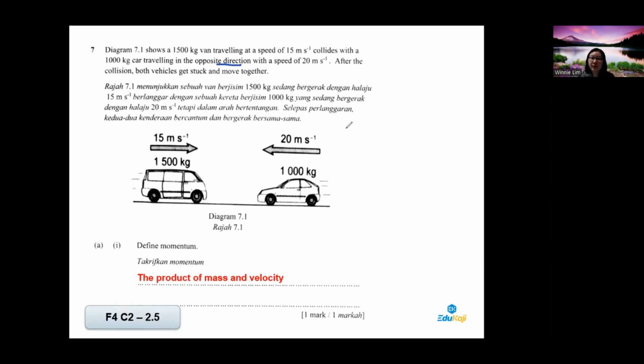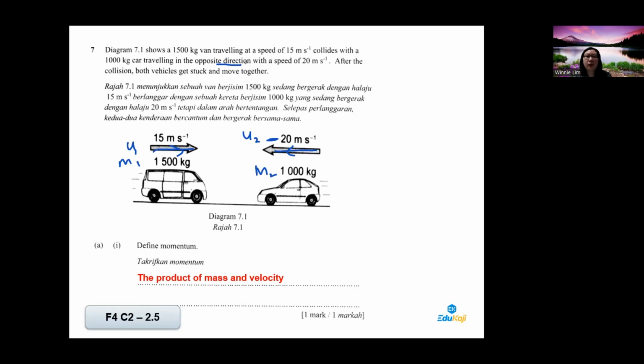So momentum is a vector quantity, right? Of course, this is M1, this is M2, this is U1, U2. But later on, when you sub into the equation, you have to put a negative. Why? Opposite direction. You see the arrowhead is opposite. Or you can put negative for 15 also, no problem. But you have to put the negative.